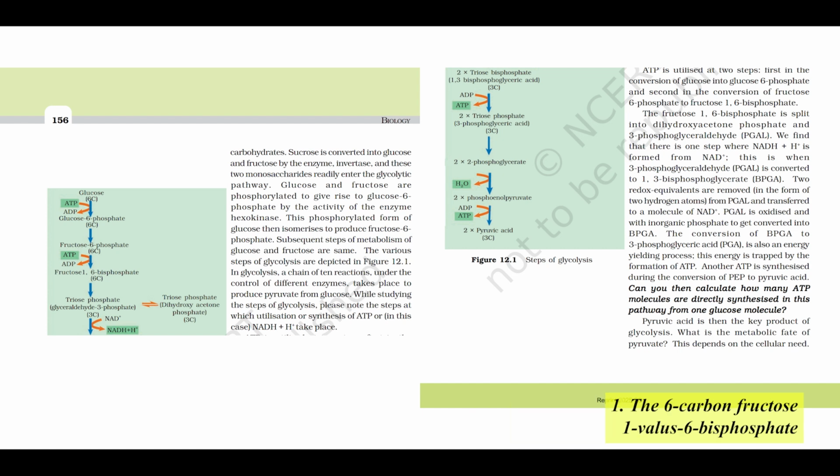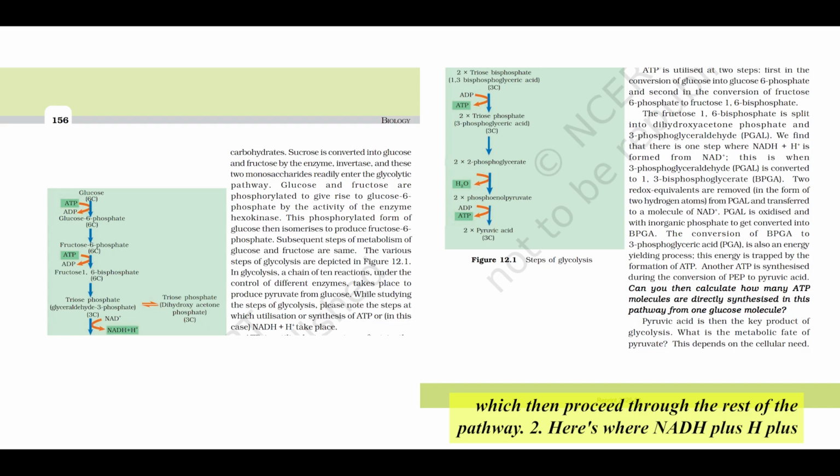1. The 6-carbon fructose 1,6-bisphosphate molecule then performs a remarkable split into 2 distinct 3-carbon compounds, dihydroxyacetone phosphate, DHAP, and 3-phosphoglyceraldehyde, PGAL. Interestingly, DHAP is readily and reversibly converted into PGAL. So for all practical purposes and for energy calculations, one glucose molecule effectively yields 2 molecules of PGAL, which then proceed through the rest of the pathway.